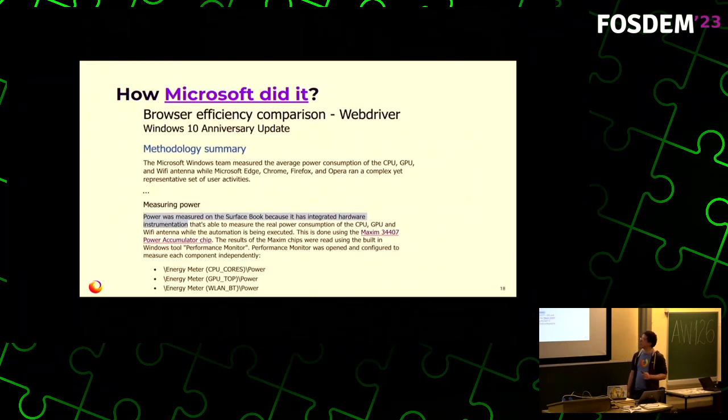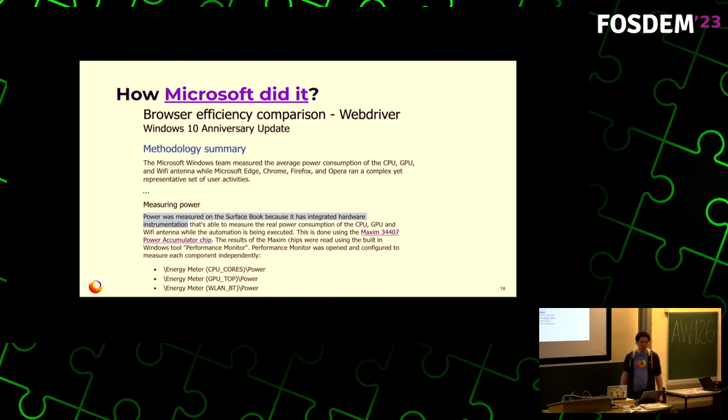And then I found this article by Microsoft. They were very happy to say that Edge was the most efficient and bragging about it. One sentence caught my attention: power was measured on the Surface Book, so a Microsoft device, because it has integrated hardware instrumentation. So what Microsoft did is they built their own computers with instrumentation so they could measure how much power is being used. And they explain what this thing is.